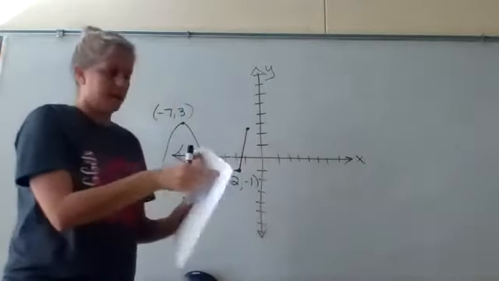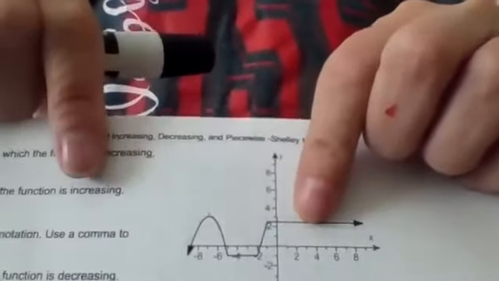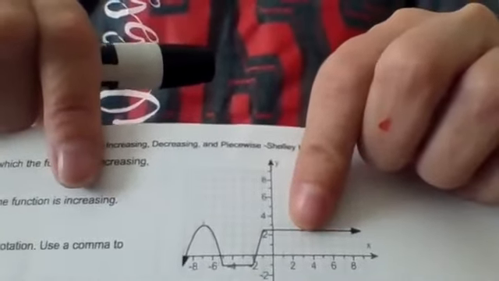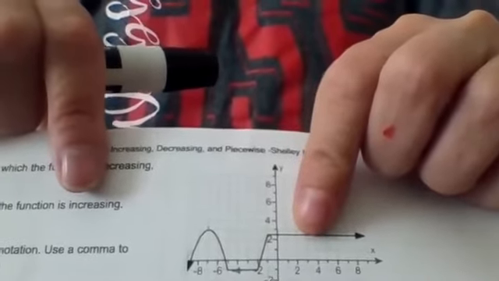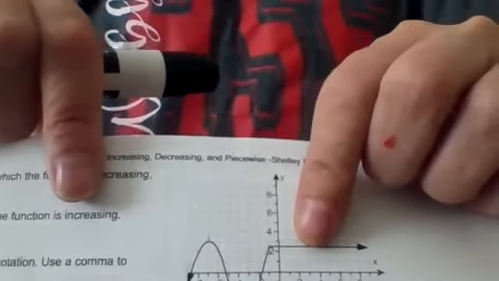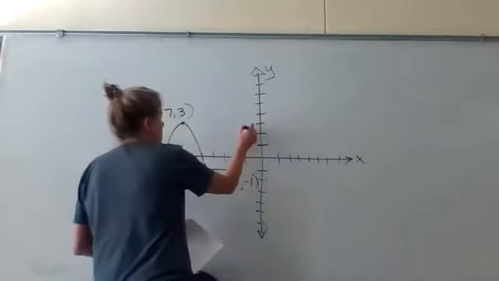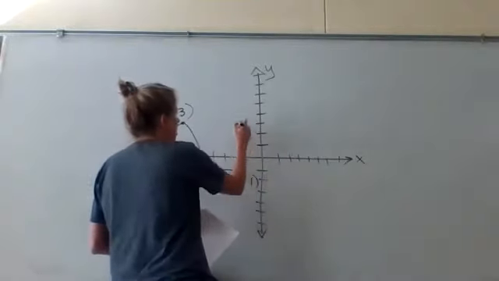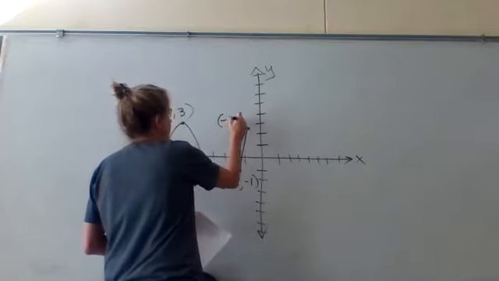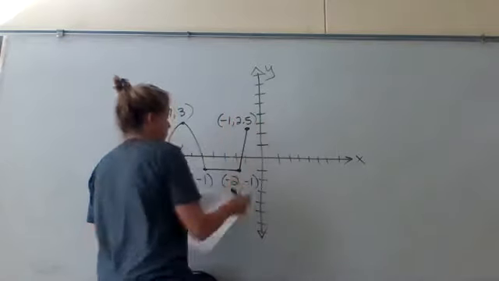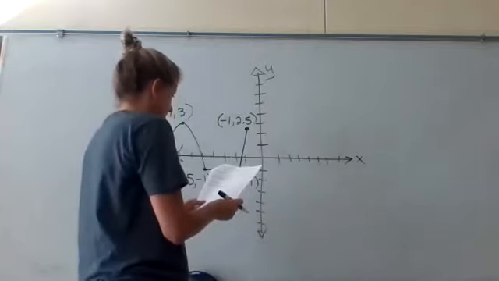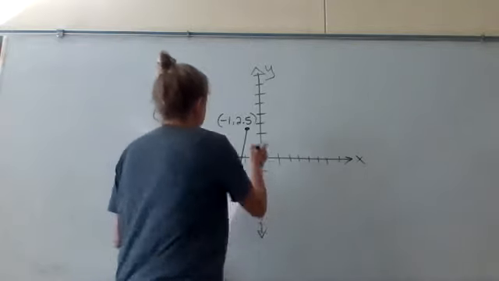So this point that I'm about to label, the x is clear. It's at -1. The y is kind of in between 2 and 3, so I'm just going to call it 2.5. The y coordinate is not real important when you're talking about increasing and decreasing. So this is at -1, 2.5. And then it's constant from there.